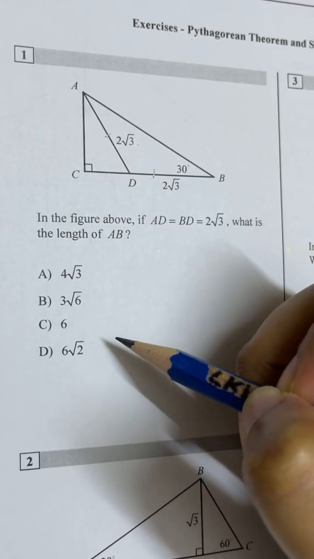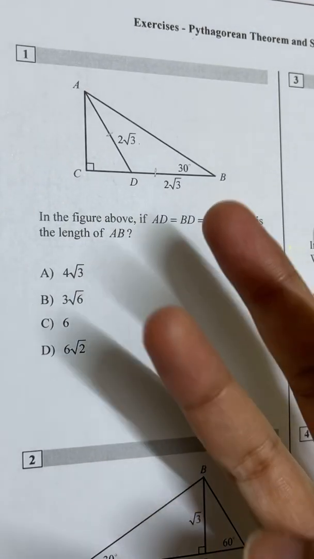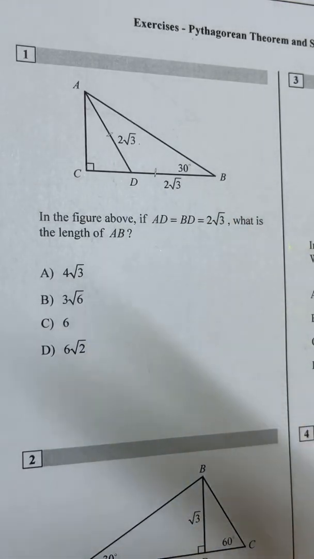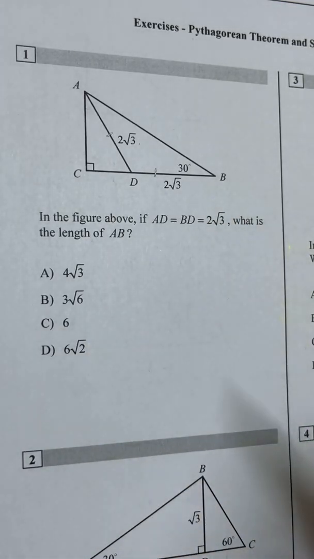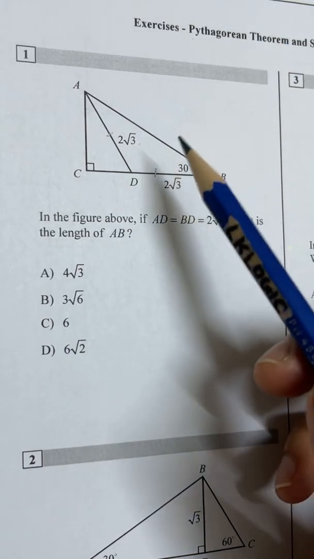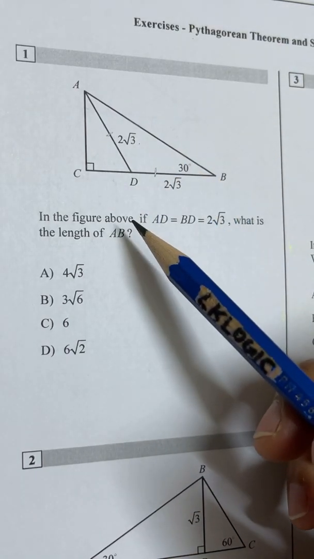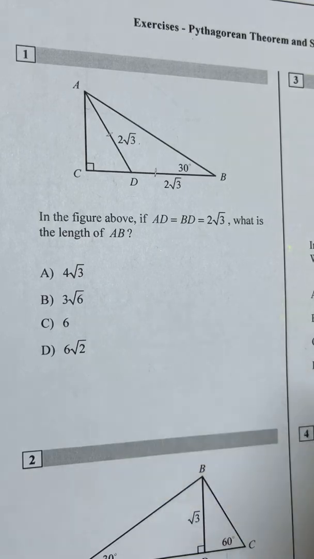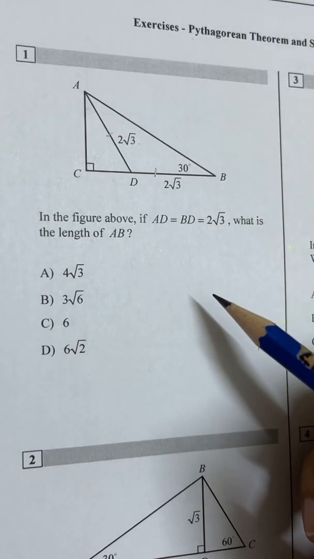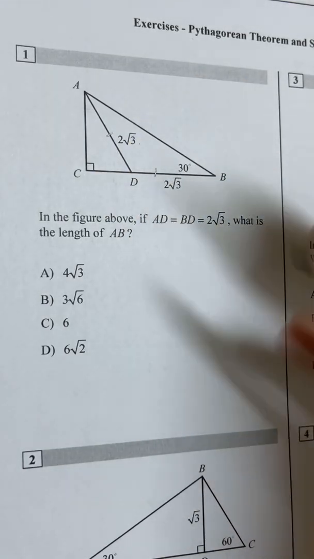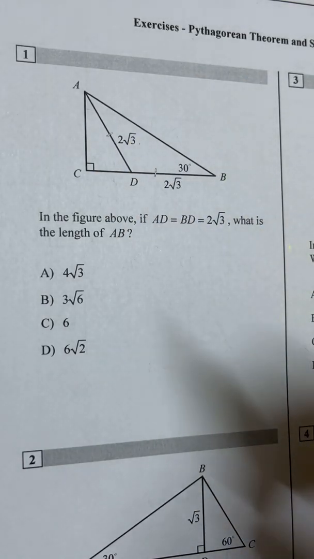So you can pause the video and try it yourself. The 3 most important things to remember that we have studied: the first one is Pythagoras theorem, and the other 2 are special right triangles, 45, 45, 90 and 30, 60, 90. Whatever you can apply here, and then you can get your answer easily.